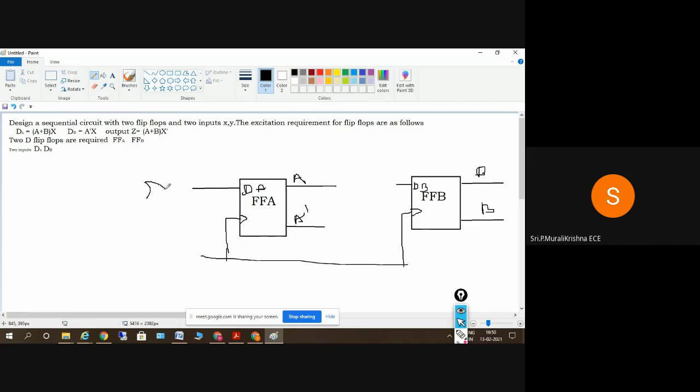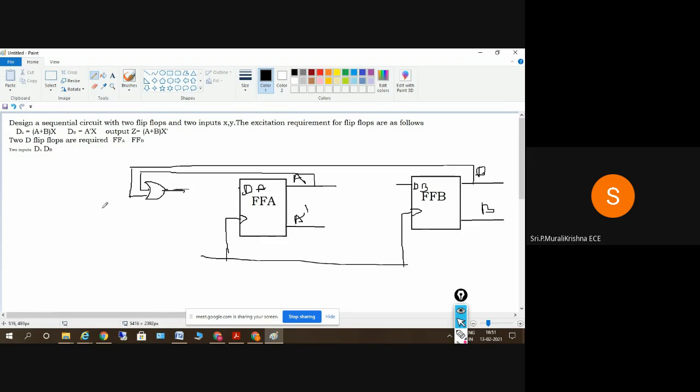We have inputs of X and Y, but we are using only X here. So this is an OR gate. The OR gate inputs will be from A here, and the other is from B. So this is A plus B, into X bar. This is the A plus B value.